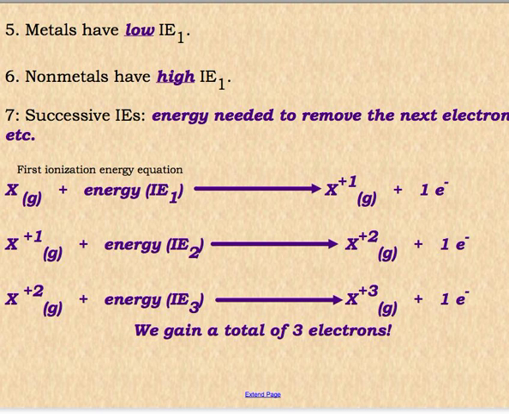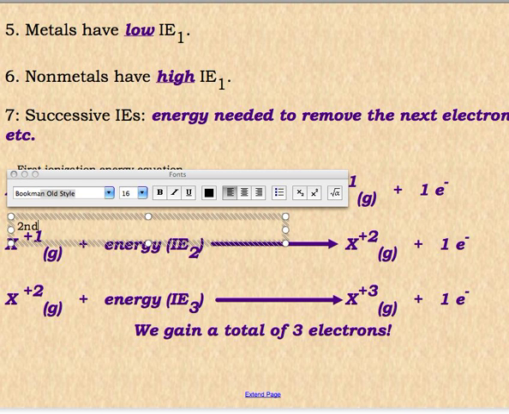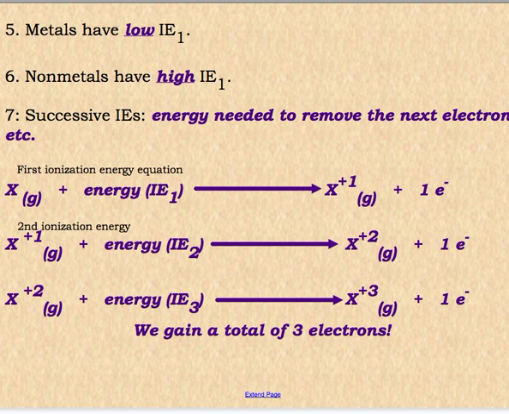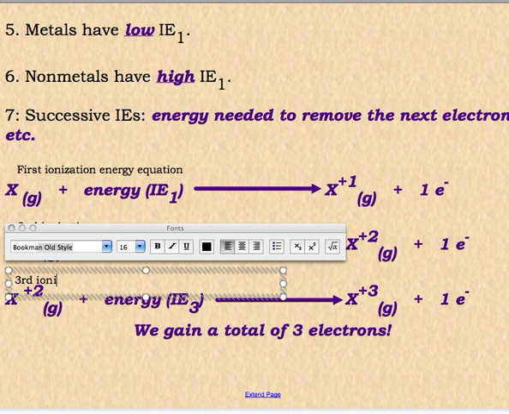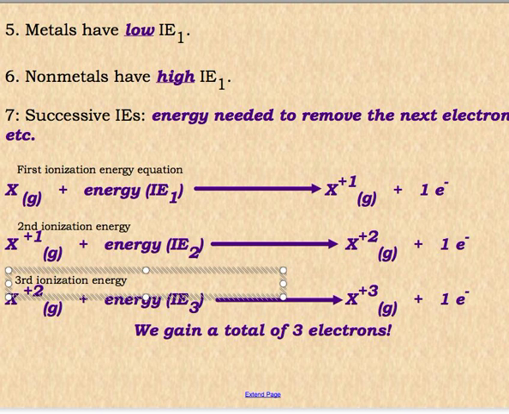However, you can keep going. So this second one here is our second ionization energy. And again, what you're seeing here is we now are +1. We're giving it more energy. It's becoming +2, and we get another electron. And again, theoretically, you can keep going. So down here, we have our third ionization energy. Theoretically, if you have unlimited energy, you can keep going. Each time, you're going to get an electron.